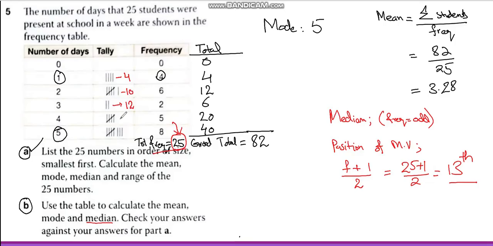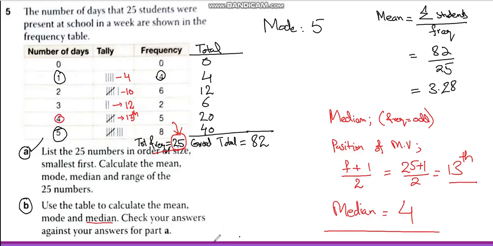And at 13th position, definitely 4 exists. So the median will be equal to 4, because in first 4 positions, 1 exists, and in next 6 positions, 2 exist, then in next 2 positions, 3 exist, and then at next position, 4 exists. So after the 12th value, 4 exists.